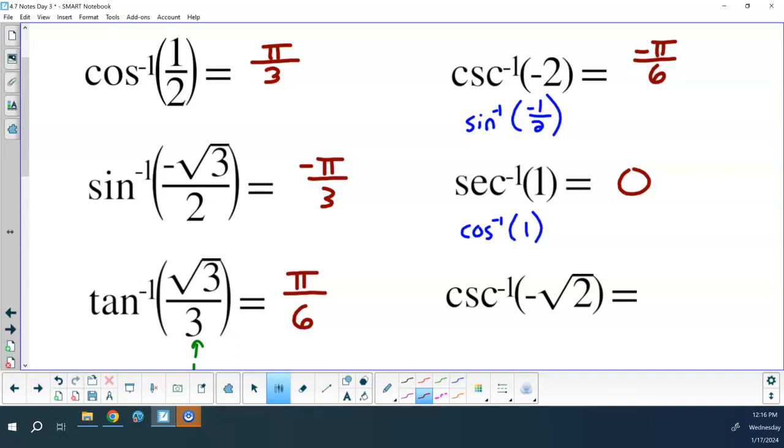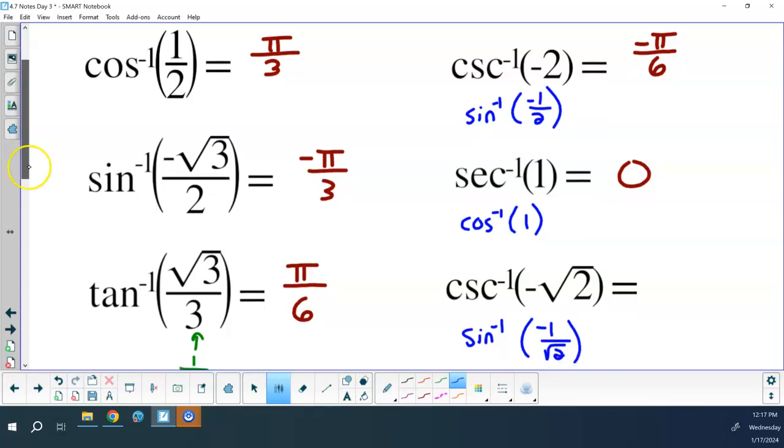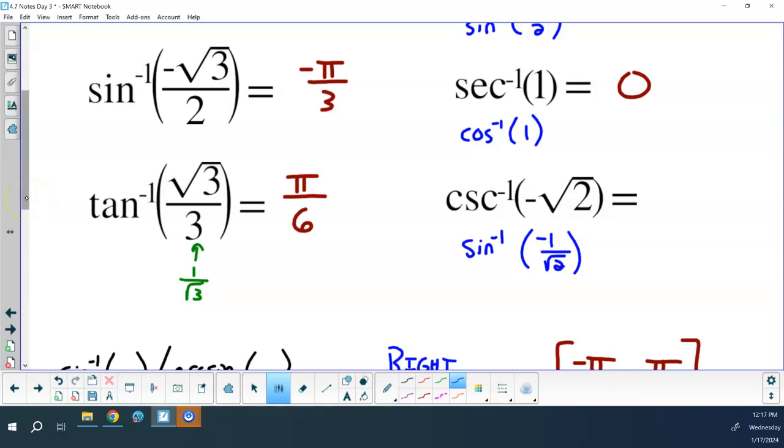Cosecant, negative root 2. Well, that again is inverse sine of 1 over, or negative 1 over the square root of 2, which if I rationalize that denominator, would become negative square root 2 over 2. And so I'm looking on the right side where that's negative root 2 over 2. That happens at, I want to say 7 pi over 4, but to make it fit, I'm going to say negative pi over 4.